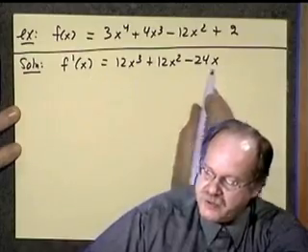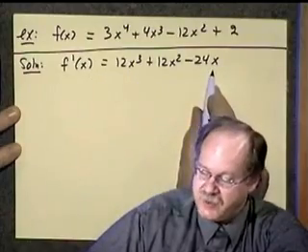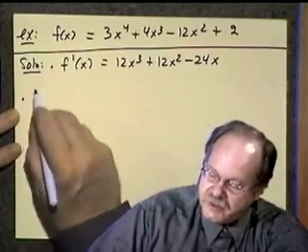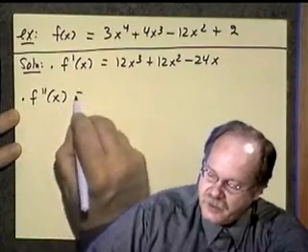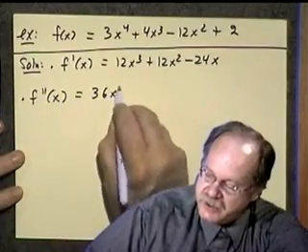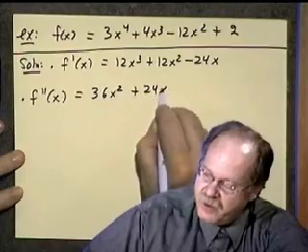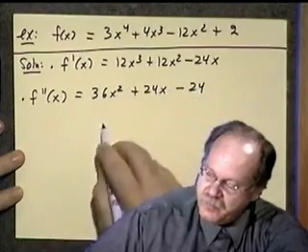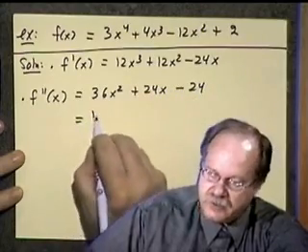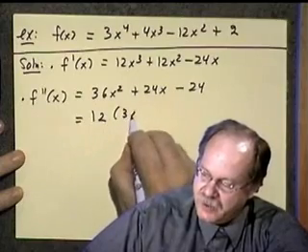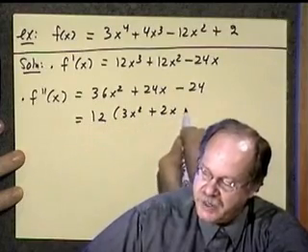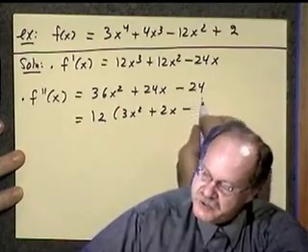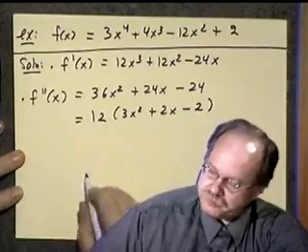This, I won't bother factoring because I'm not interested in examining the first derivative here. I want to go directly to the second derivative. So I will have 36x squared plus 24x minus 24. And out of that, I can factor, it looks like a 12. So I have 3x squared plus 2x minus 2.